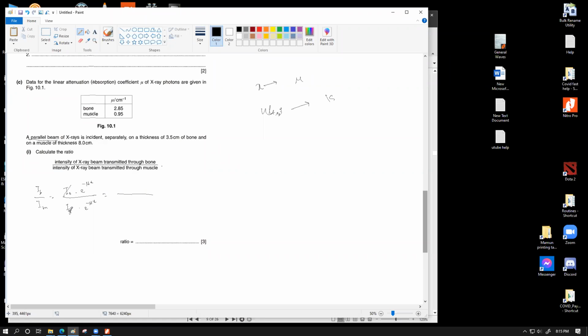Then you start placing the values. I naught cancels out, so there is no botheration for this one. You just place those values: e to the power minus, first for bone, 2.85 multiplied by the bone's thickness 3.5, divided by e to the power minus 0.95 into the muscle thickness 8.0. See what this comes to. Sir, 0.093.